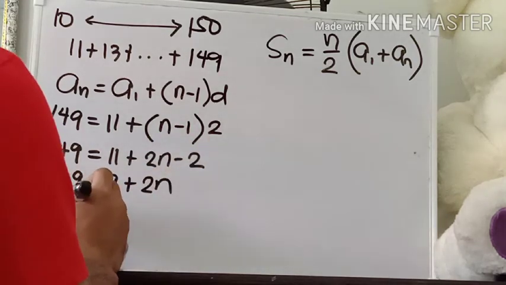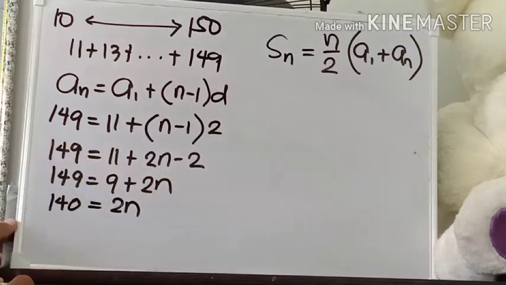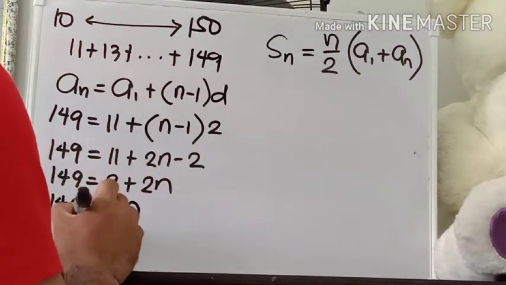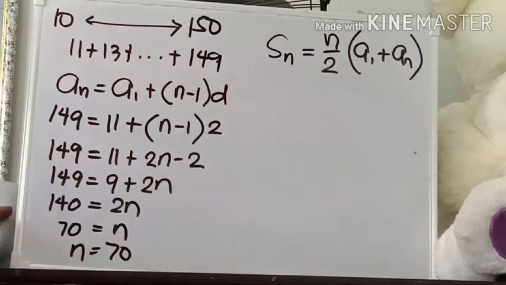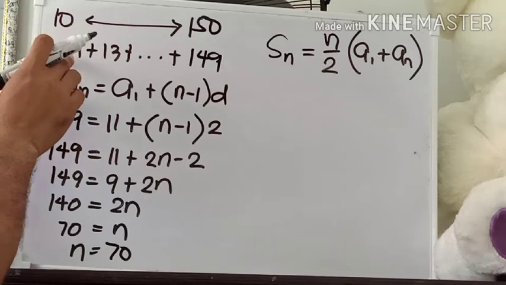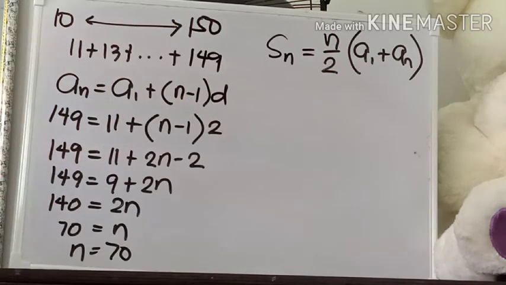You will have 140 is equal to 2n. Then divide both sides by 2. You will have 70 equals n. So therefore, the value of n here is 70. Meaning, from 11 to 13 and so on and so forth until 149, there will be 70 terms.